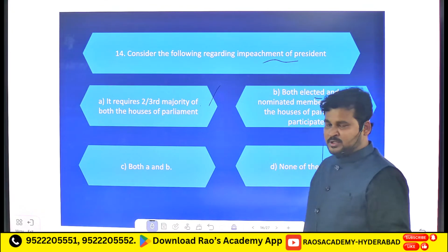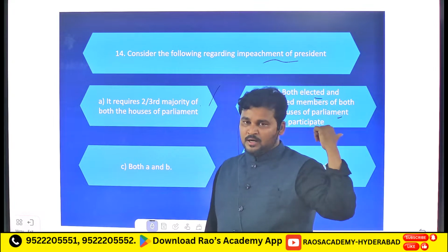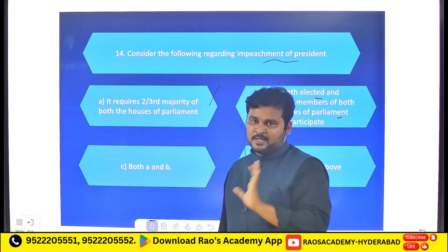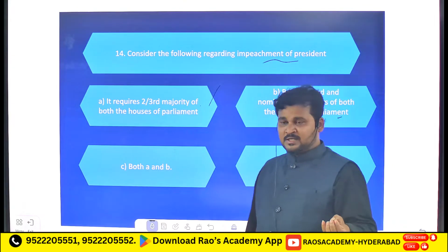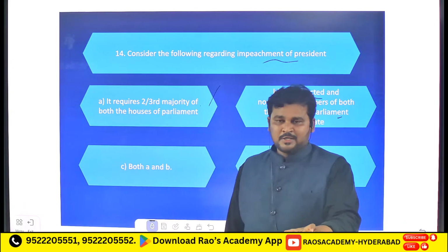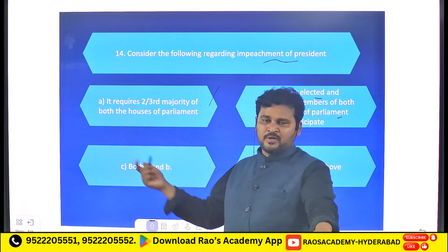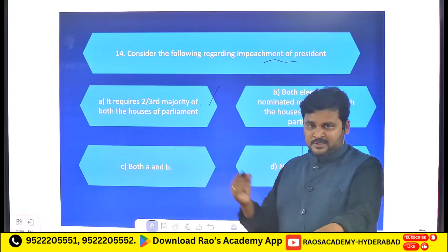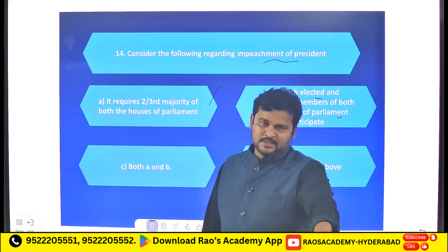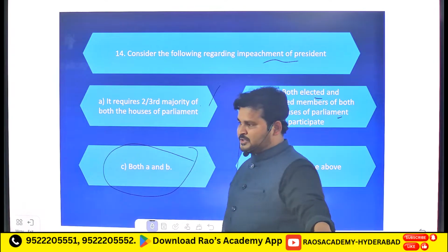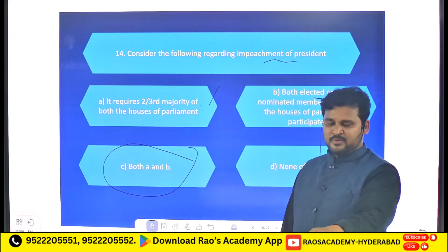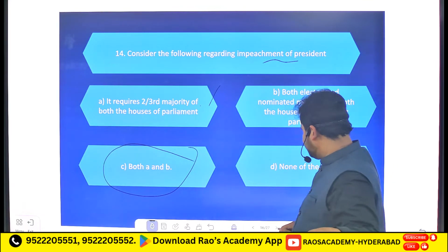But in the election process, only elected members of the houses will participate. But for impeachment, nominated as well as elected members will participate. To remove the President of India, elected members as well as nominated members are going to participate. Clear? So with that information, I can say that C is the answer for this question.